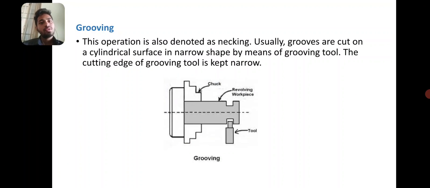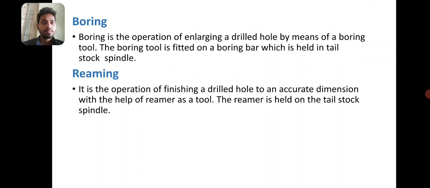Grooving. This operation is also denoted as necking. Usually, grooves are cut on a cylindrical surface in narrow shape by means of grooving tool. The cutting edge of grooving tool is kept narrow. In this figure, we are seeing that grooving tool is cutting grooves on a cylindrical workpiece.